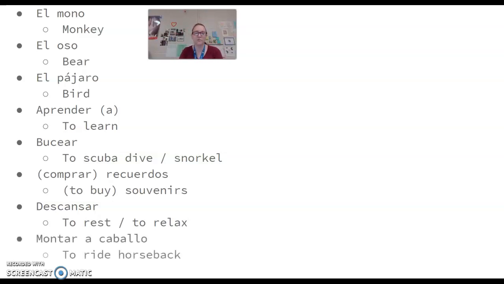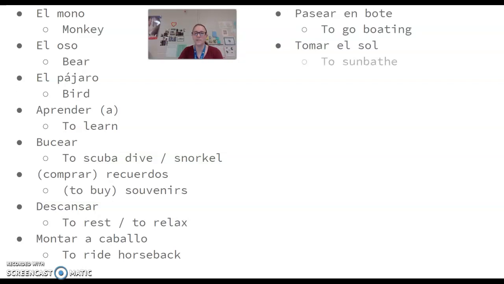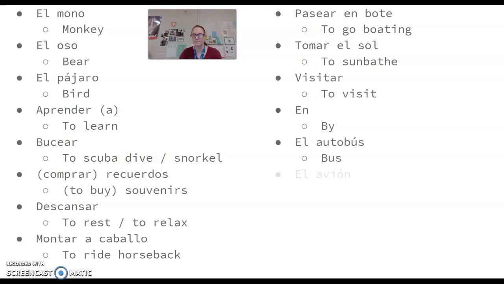Montar a caballo is to ride a horse. Pasear en bote is to go boating. Tomar el sol, to sunbathe, that's literally to take the sun. Visitar, to visit. En, we've learned en as in or on or at, and now we're learning it as by, like I'm traveling en avión, in a plane, which is one of our next words. El autobús is a bus. El avión, that is a plane. El barco is a ship or a boat. El tren is a train.